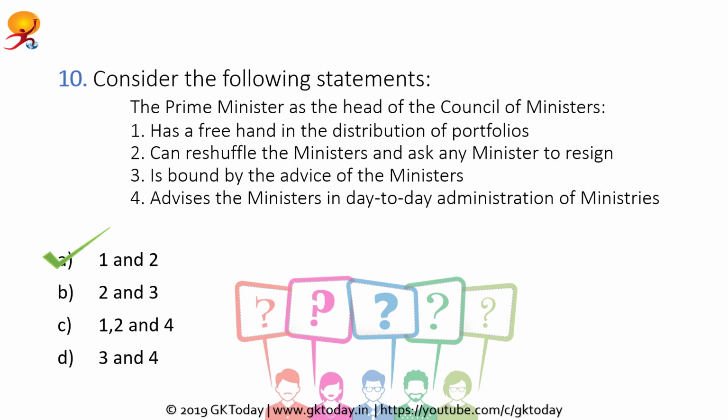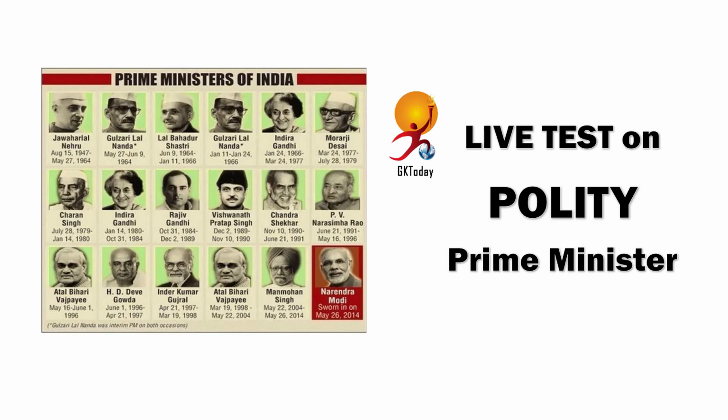And the correct statements are 1 and 2 only. So the Prime Minister is not bound by the advice of his ministers, and although he doesn't directly tell them what to do or how to handle their ministries on a day-to-day basis, he presides over meetings and influences such decisions. That's all for this quiz.